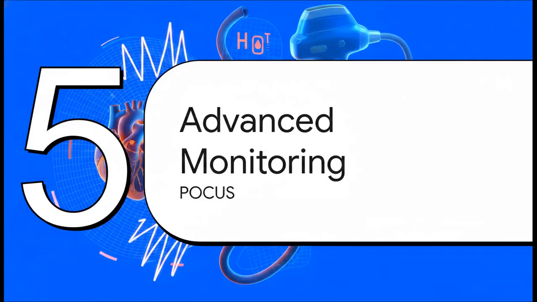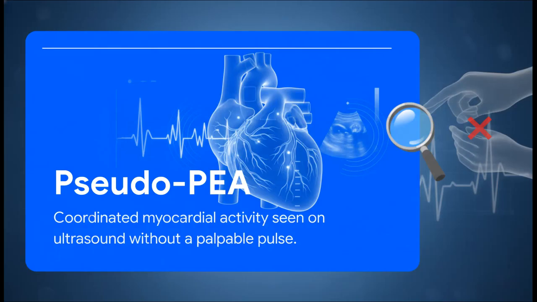Section 5: Advanced Monitoring, Point of Care Ultrasound, or POCUS. You might be thinking, how on earth do I find all those H's and T's in the middle of a screaming, chaotic code? Well, you look inside. POCUS is a total lifesaver here. During your brief pulse checks, it lets you make one crucial distinction.